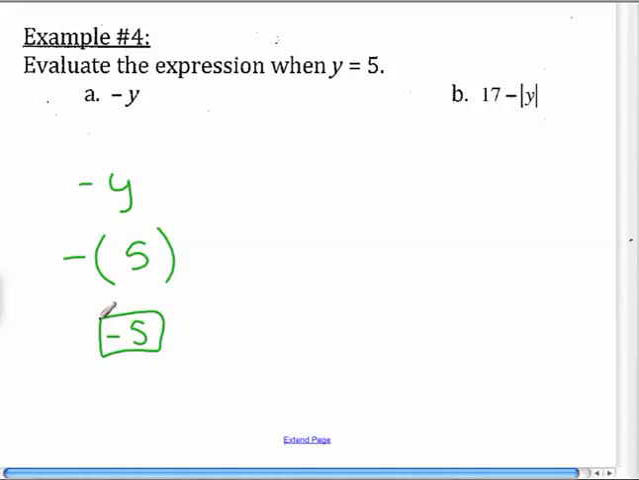Absolute value is a grouping symbol. I have to deal with what's in the absolute value first, just like it's parentheses, before I can go on to anything else. It's asking me a question. Those bars, which we talked about in the other examples, those bars are asking me a question. They're saying, how far is this number from 0?